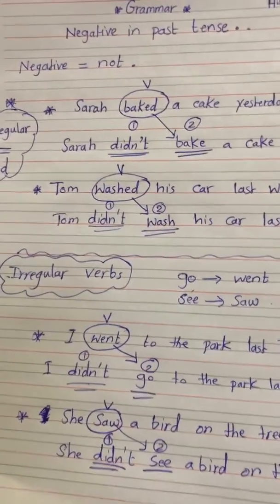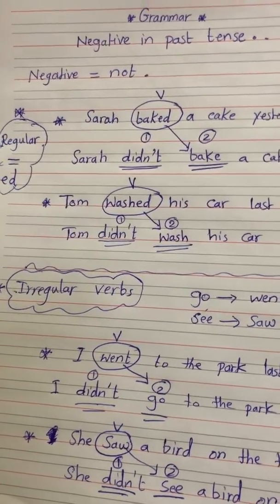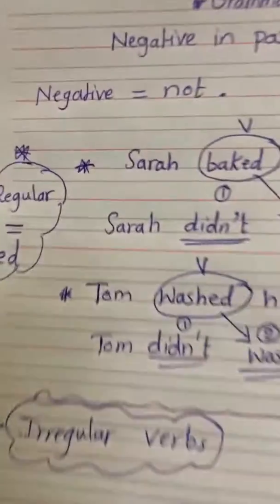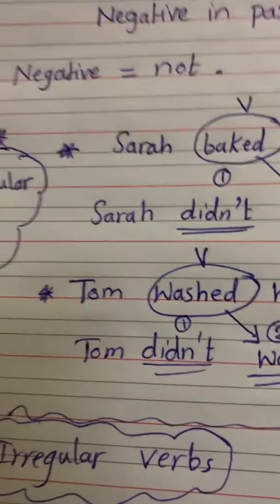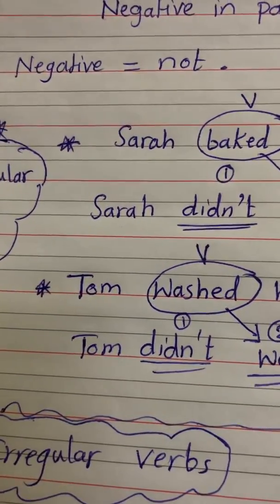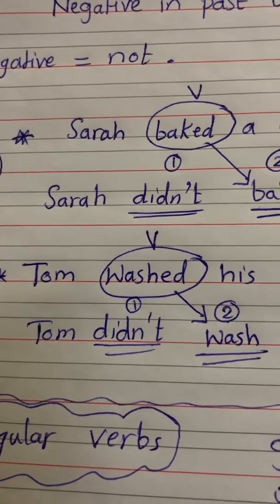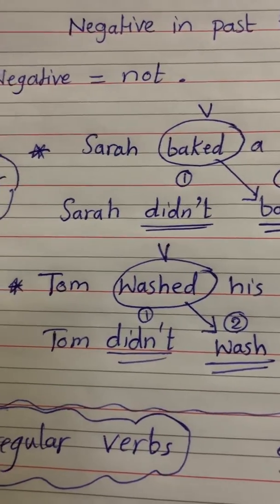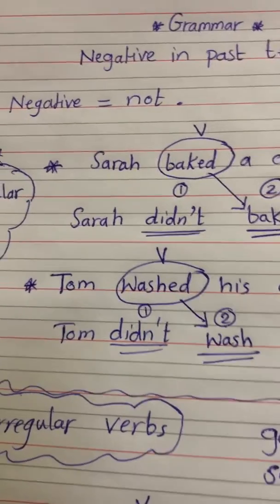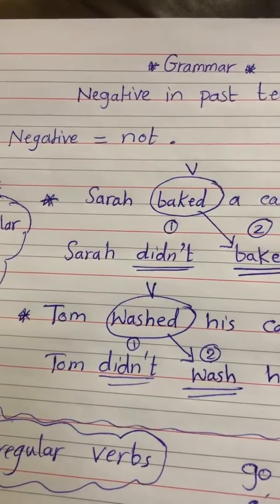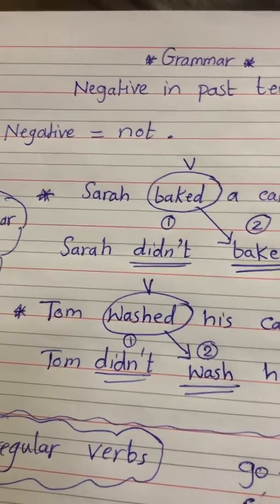Today we will learn a new thing. We will learn negative in past tense. What is the meaning of negative? Negative means not. It means to add not to the sentence. Let's see how can I change a sentence into negative form.